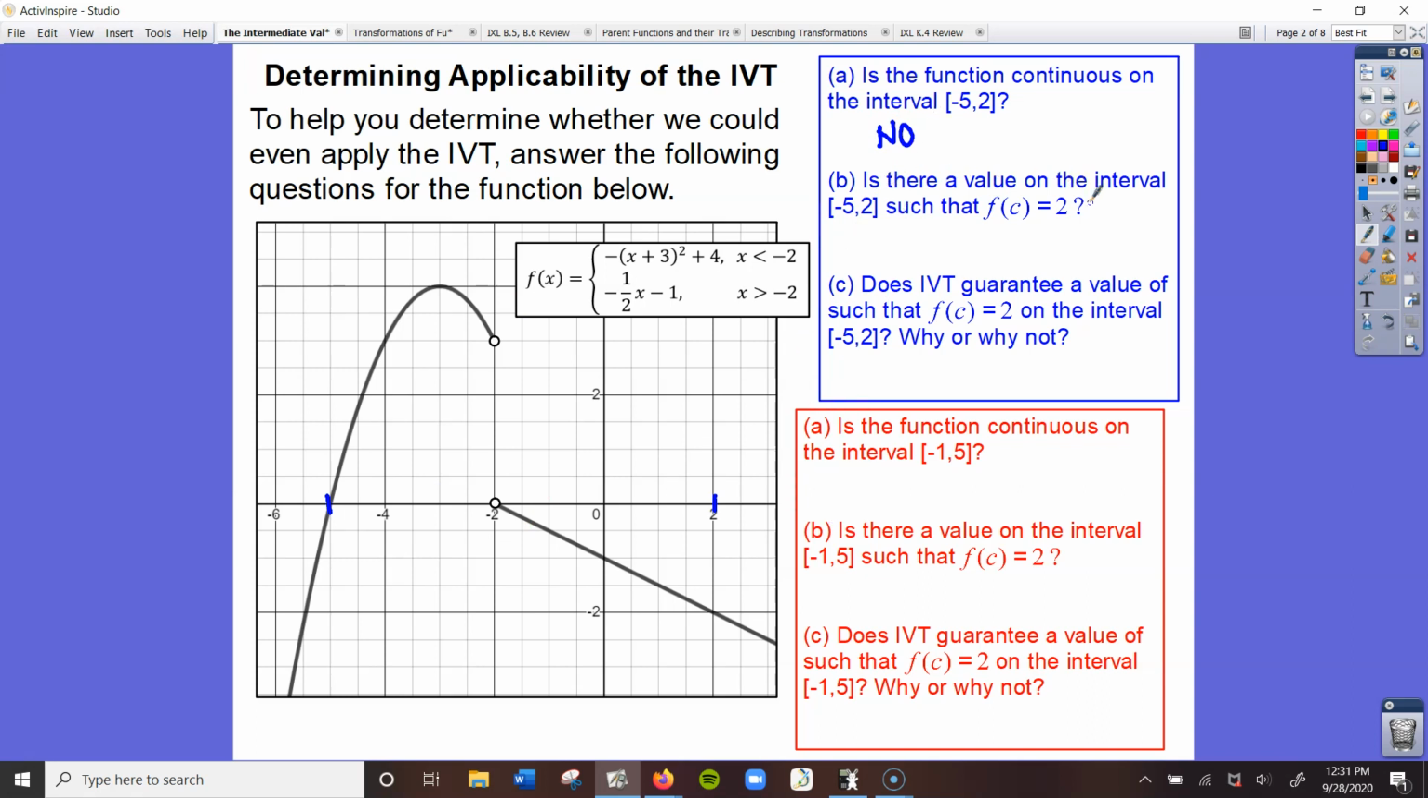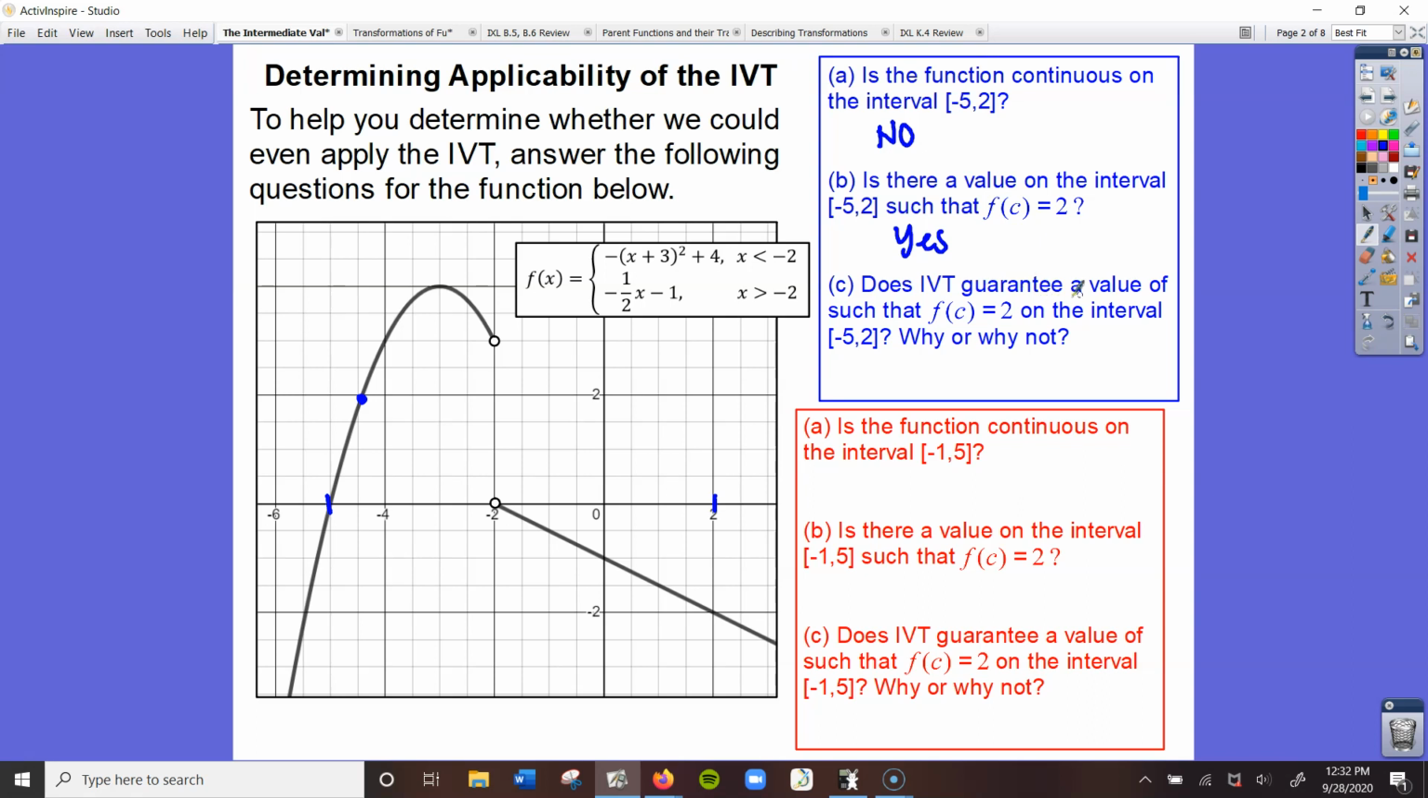Now, is there a value on the interval from -5 to 2 such that f of c is equal to 2? So remember that when function notation, f of anything represents the y value. So here is 2, and I'm going to check within my function if I have any y value that is 2. And we do, which is right here.